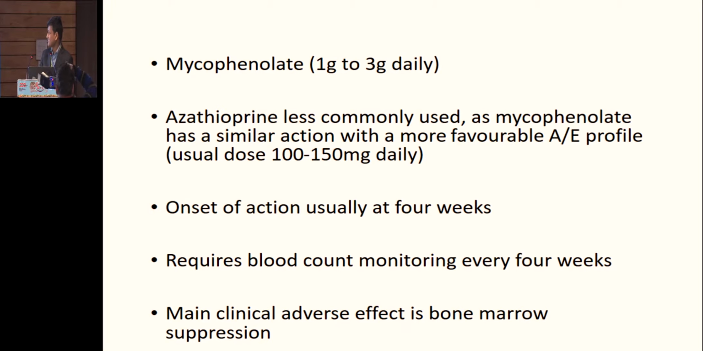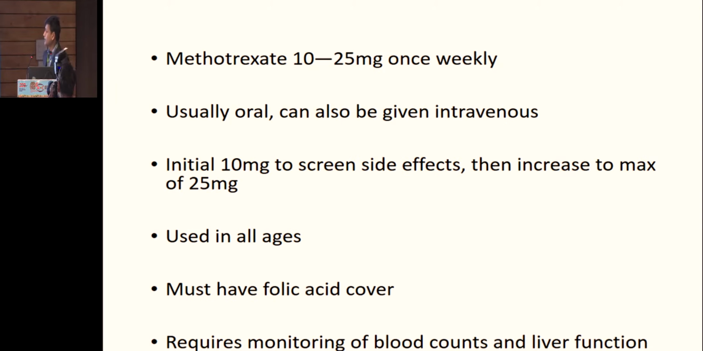So how to use? I'll just go very briefly through this. Mycophenolate, we commonly use in dosages of 1 to 3 grams daily, and azathioprine is usually used at a dose of 100 to 150 milligrams daily. Onset of action usually takes 4 to 6 weeks, and they require blood count monitoring every 4 weeks. It's also prudent to do liver function tests every 3 months in the case of azathioprine. The main clinical adverse effect that we know is bone marrow suppression, but it can also cause hepatotoxicity.